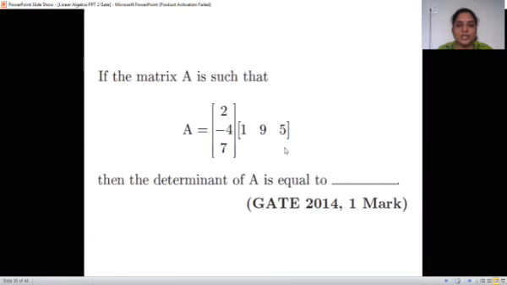Good. Then what is the determinant? Have you solved for the determinant? I have got two answers here. Someone has written 1 and 2 also. I'm waiting for your answer.